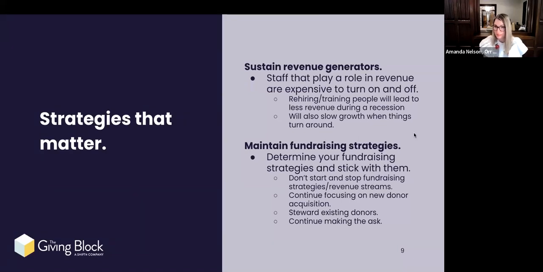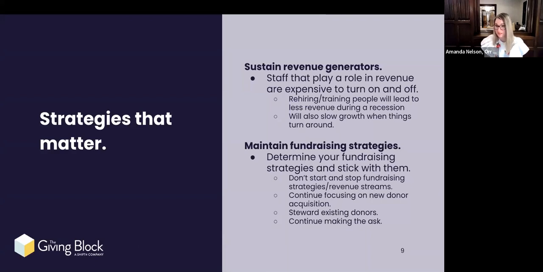And similarly, with strategies, we know from our work at Org Group that it is more disruptive to start a new fundraising strategy and then stop it than it is to not do it at all. And so as we're heading into this uncertain economy, it's important to think about which fundraising strategies you want to continue to invest in and stick with them. When you're thinking about new donor acquisition, it's really important that you continue to focus on that. Carly will be talking a lot about that today and some strategies that are effective there.